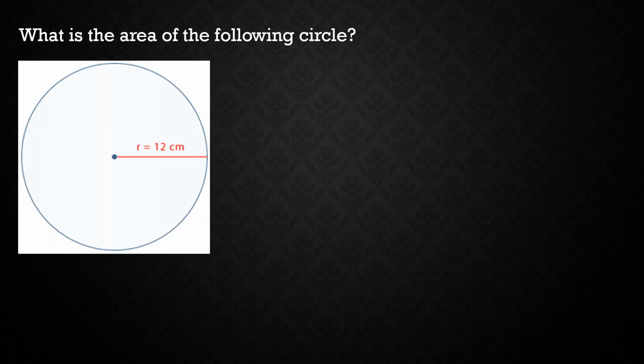Here's our first question. What's the area of the following circle? And here it tells me my radius is 12. I always start with writing my area formula because without it, it makes these questions a little bit more difficult. I like to write it because the more that I write it, the more I remember it. Alright, so area equals pi times r squared.